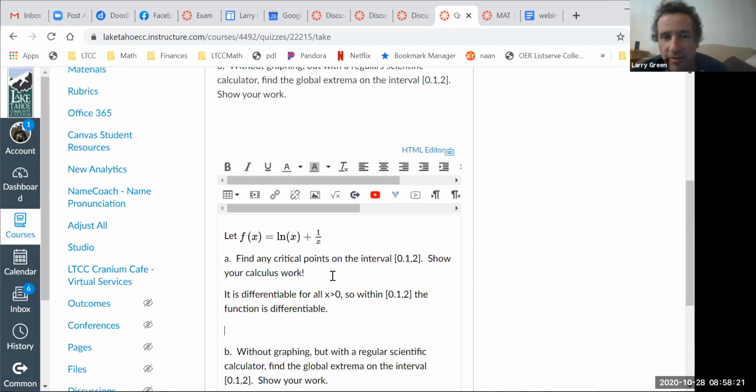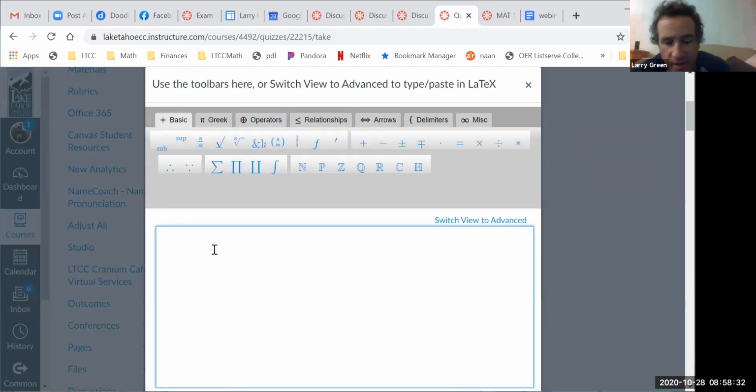Okay, then we take the derivative. What is the derivative of ln of x plus 1 over x? So let's write this out. F prime of x equals, not supposed to be too tricky. The derivative of ln of x is 1 over x, and the derivative of 1 over x is negative 1 over x squared. So minus 1 over x squared. That's the second step.